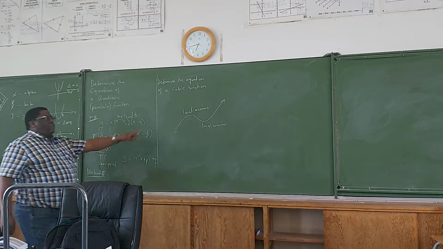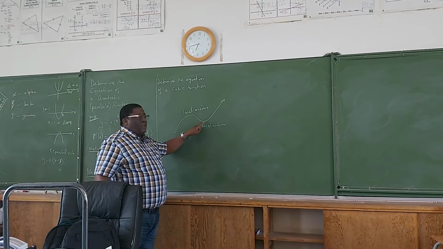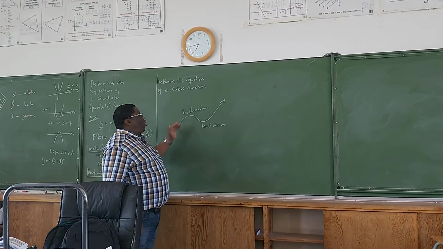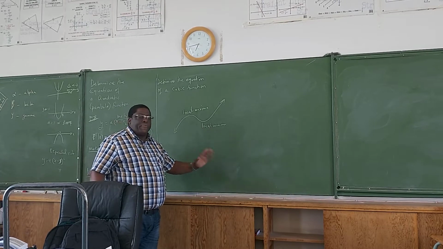But this does not have the highest point. It also doesn't have the lowest point. So we just call them local maximum and local minimum.